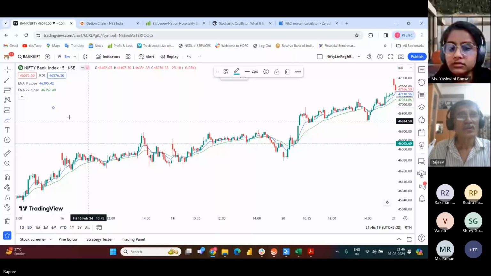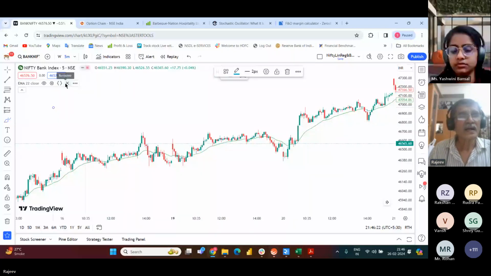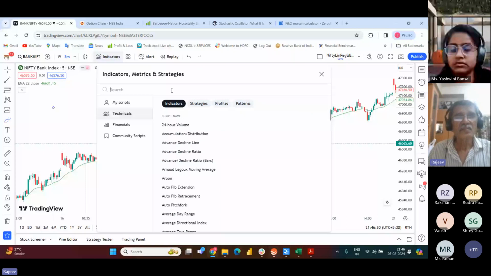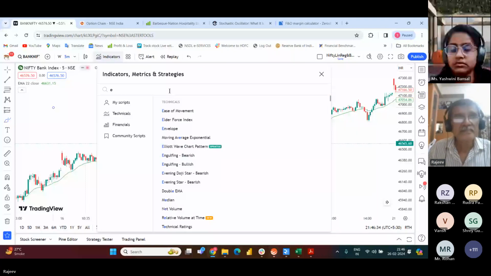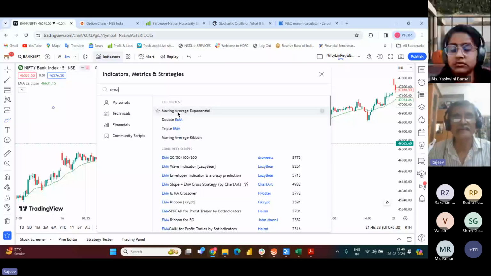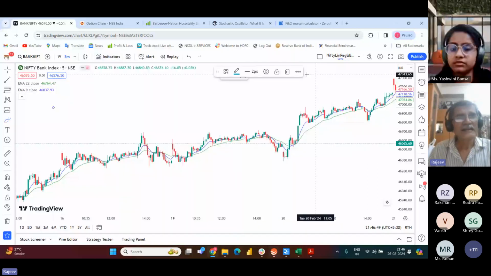If I delete them right now, I have deleted one and now I will add it back. Indicators, I say here EMA. It shows me this moving average exponential. I click on that and it is already added in here. It has got added here. So I close this window of indicators. I already had this EMA 22 indicator. I now have added EMA 9 also.